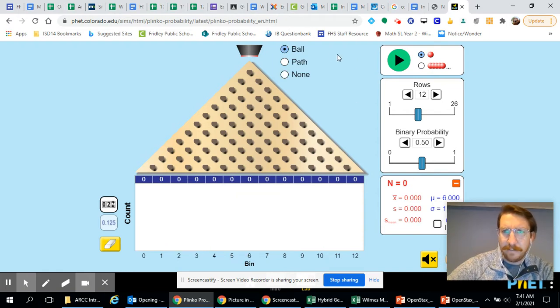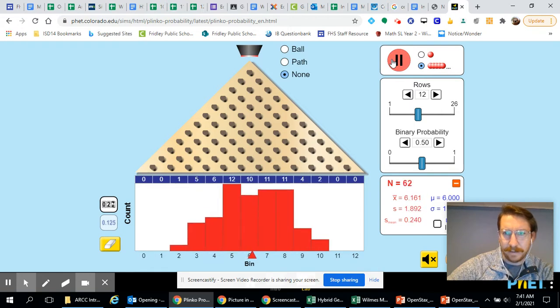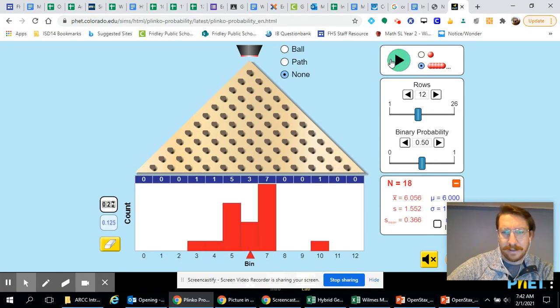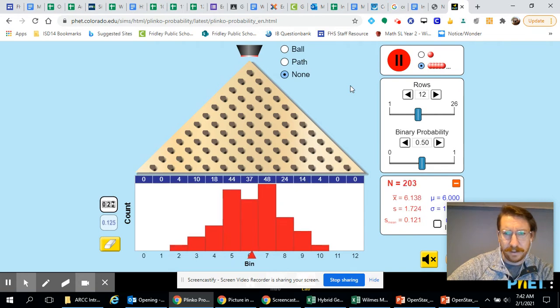And if we keep on running this, maybe I'll do a really small sample. There's a small sample. You can see the smaller the sample, it's not as close to a normal distribution. I'll do a really small sample. There's a really small sample, 18. Obviously, it's not even going to have enough data points. So the point is, the more data we have, the closer we're going to get to a normal distribution.